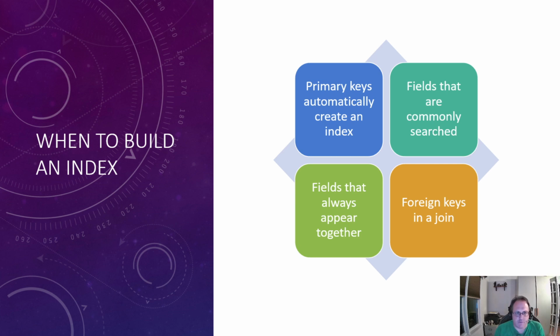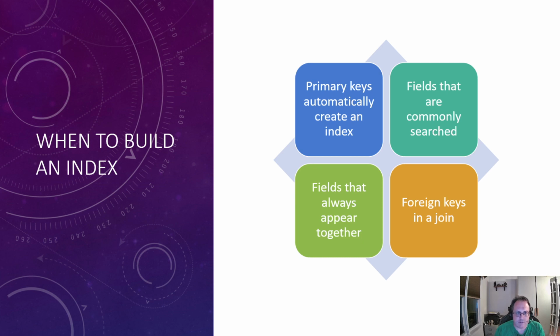So first off, every time you create a primary key on a table, SQL Server automatically builds you an index. And that's consistent across relational database systems. So MySQL and Oracle do the same thing. Those are called clustered indexes in SQL Server. And I'll talk more about that in a second, but every primary key is automatically an index.